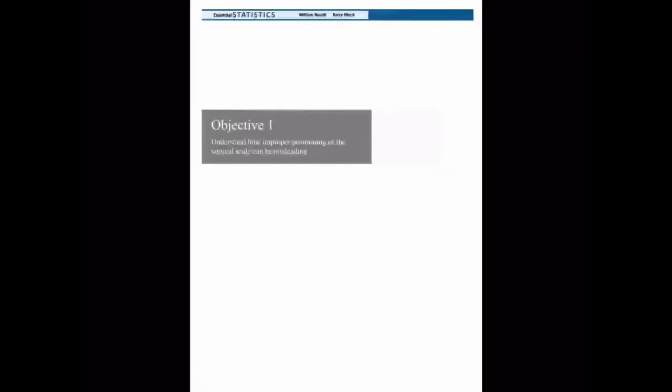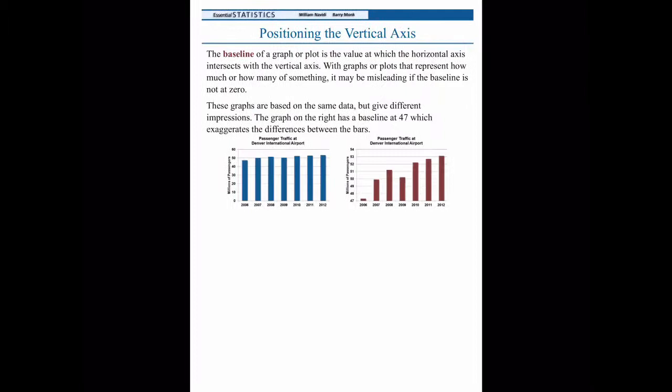So first, vertical scaling. The baseline of a graph or plot is the value at which the horizontal axis intersects the vertical axis. Typically on most graphs, it starts at 0. That's a pretty typical thing, but sometimes people don't use 0, and we can see how that can become very misleading. If we look at the left-hand graph, we see that they're all roughly the same size.